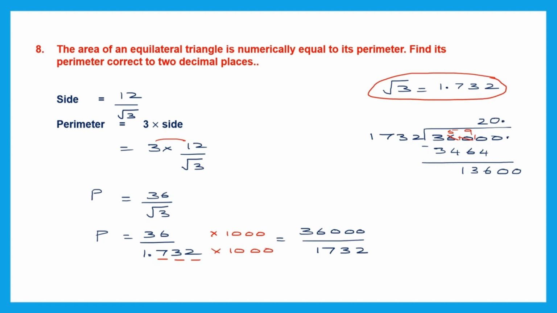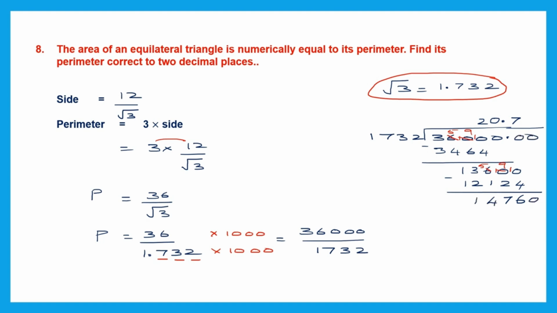Now 13,600. We need to multiply 1732 to get a number close to this. If we multiply 1732 by 7, we get 12,124. Now we need to subtract this. Again, let's borrow from 6. We borrow from 6, so this becomes 10 and 9 and 10. Now let's subtract. 10 minus 4 is 6. 9 minus 2 is 7. 5 minus 1 is 4. And we continue because we need 2 decimal places, so we put one more 0.